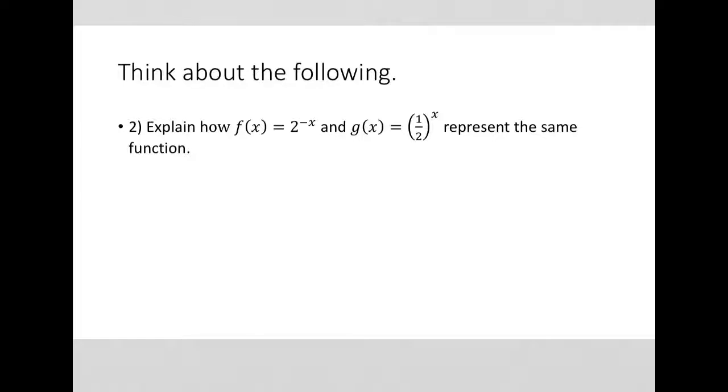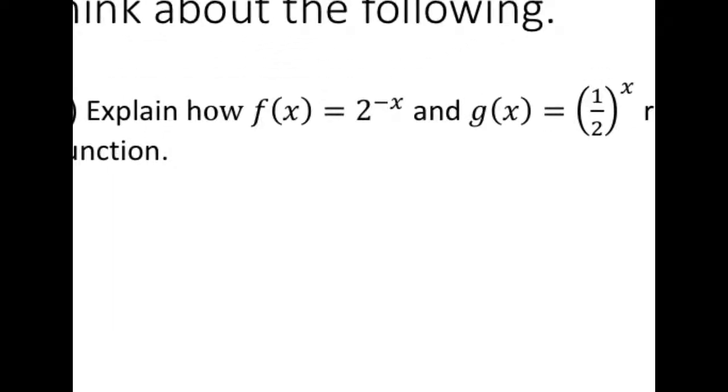Question number 2 is claiming that f of x equals 2 to the power of negative x is the same as g of x equals 1/2 to the power of x, and we want to show that that's true. There are a couple different ways to do this. Let's start with f of x, which equals 2 to the power of negative x. Let's use some exponent rules to rewrite this.